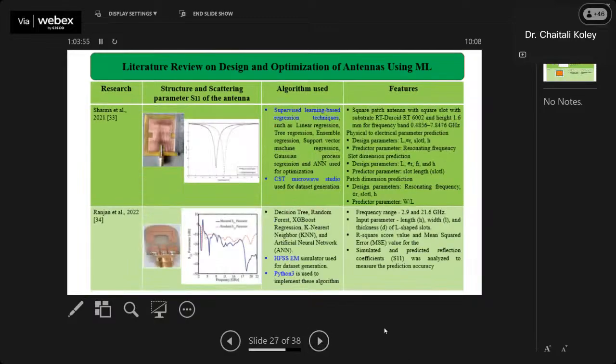Next paper is proposed by Sarma et al. This is also a square patch antenna, designed with substrate RT Duroid 6002 with a height of 1.6 millimeter, within a frequency band of 0.4856 to 7.8476 gigahertz.